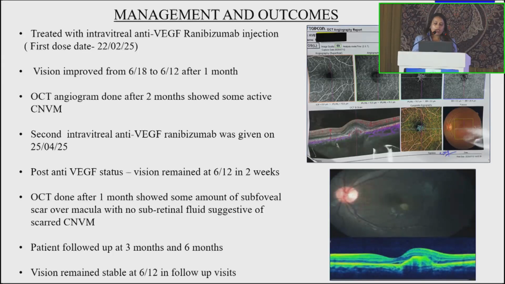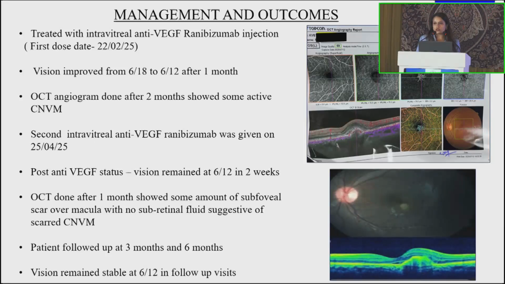Management and outcomes. The patient was treated with intravitreal anti-VEGF ranibizumab injection. The first dose was given on 22nd of February 25. Vision subsequently improved from 6/18 to 6/12 after 1 month.